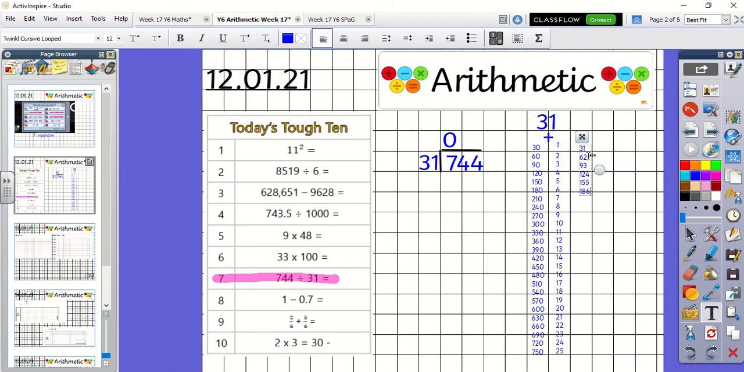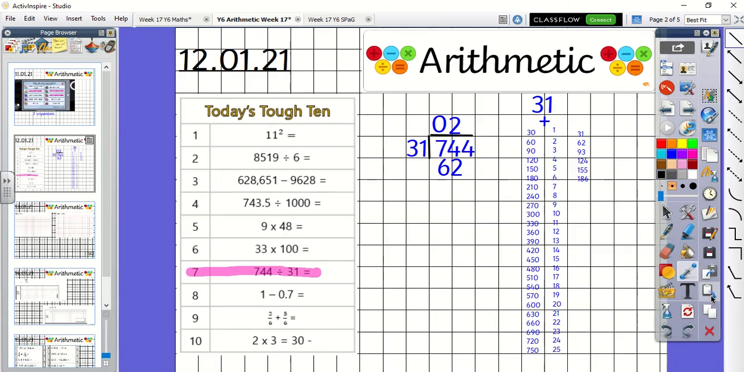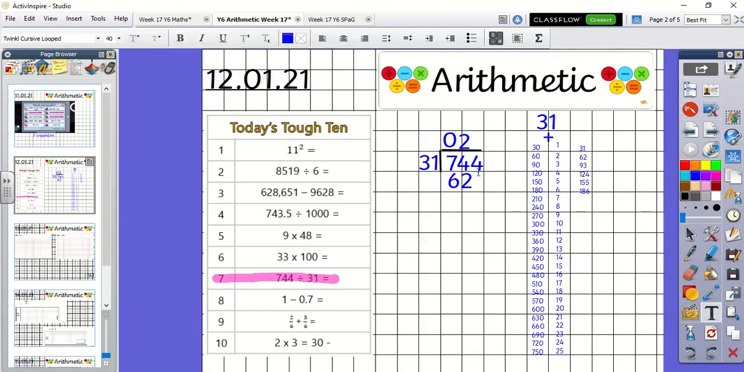I can see 31, 62, 93. Now 93 is too big, so I'm going to go back to that 62, and that is 2 times. So I will put my 2 above there. Now I need to do multiplying. This is where your long division comes in. So 31 times 2, and I know my answer is 62. So I'm going to put that underneath the 74. And I'm then going to subtract.